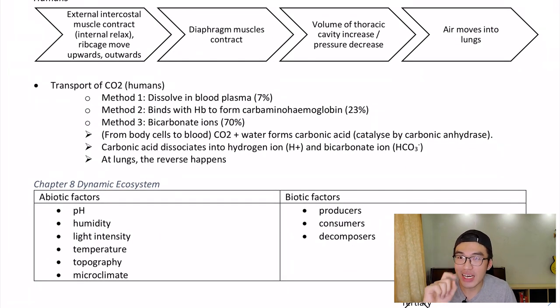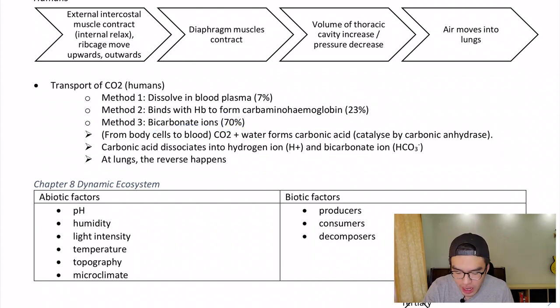They will ask this in the essay, so kindly pay attention. We have three ways of transporting carbon dioxide. Number one, 7% will dissolve in blood plasma. As you can see, this is not a very efficient method. 23% will combine with your hemoglobin to form carbaminohemoglobin. Again, not very efficient. 70% is carried by your bicarbonate ion.